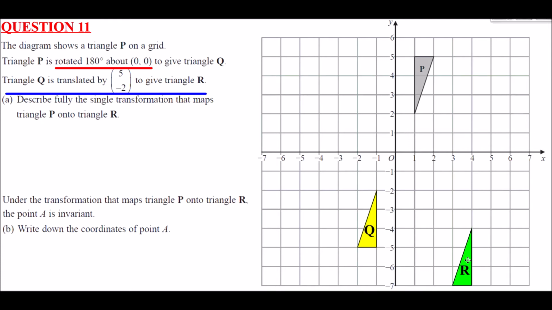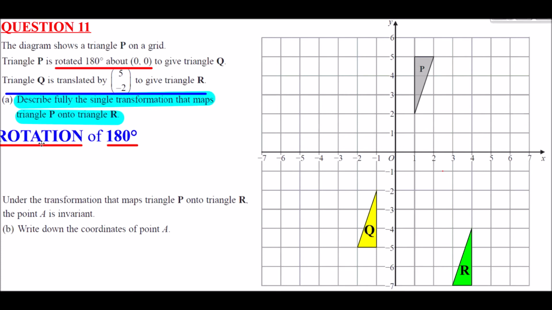It's not a translation either because P and R are different ways up, so they're the opposite way up to each other, so it can't be a translation. A translation is when they look the same way up, for example Q and R. So the only other thing to think about is it's got to be a rotation. And because R is P flipped upside down on its head, it's a 180-degree rotation. So that's the first thing to say. For a single transformation, it's going to be a rotation of 180 degrees.